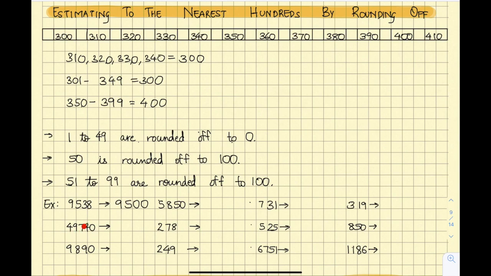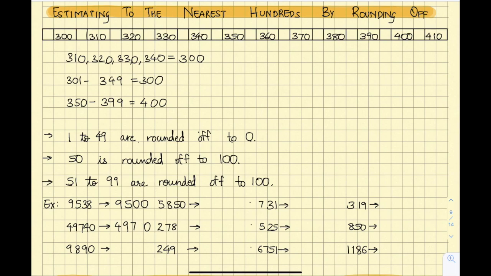Then the next number is 49,740. When you look at this 740, 40 also comes into the category of 1 to 49. So it is rounded off to the nearest 0. So here for 49,740, we are going to write 49,700. It will be rounded off to the nearest hundreds, that is 49,700.